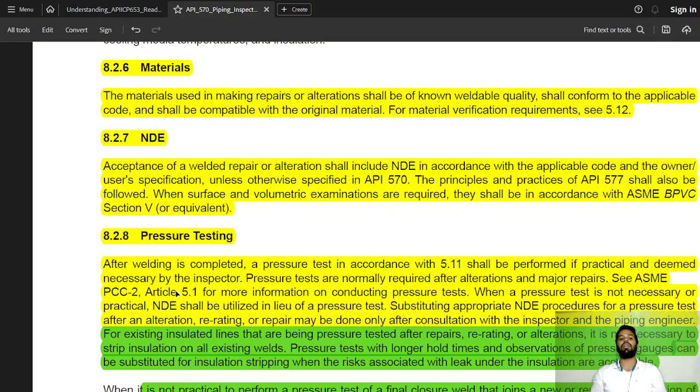Non-destructive examinations. So acceptance of the weld repair or alteration shall include non-destructive examination in accordance with the applicable code and owner user specification unless otherwise specified in API 570. The principles and practices of API 577 shall also be followed. When surface and volumetric examinations are required, they shall be in accordance with ASME BPVC Section V or equivalent.